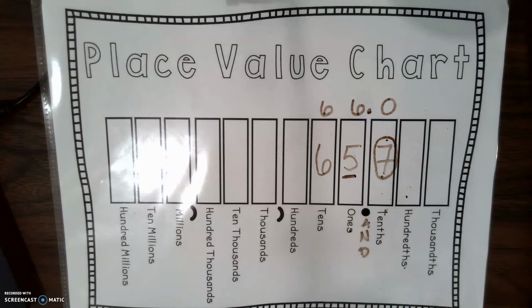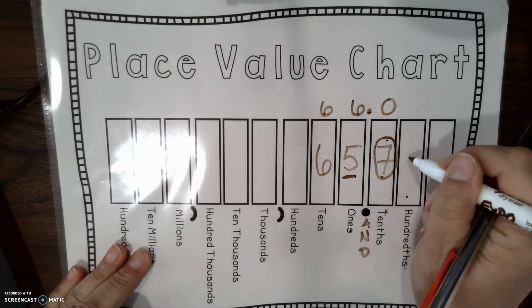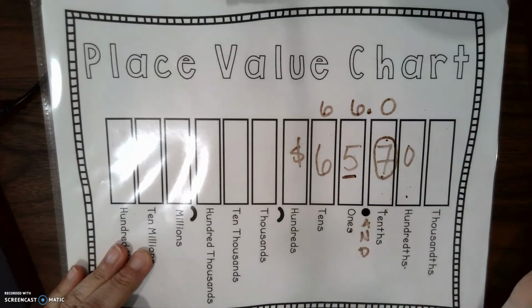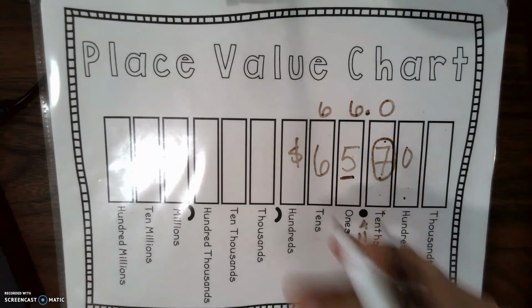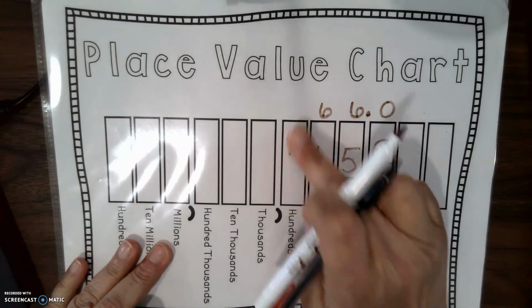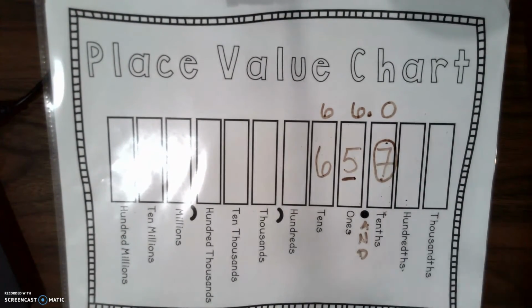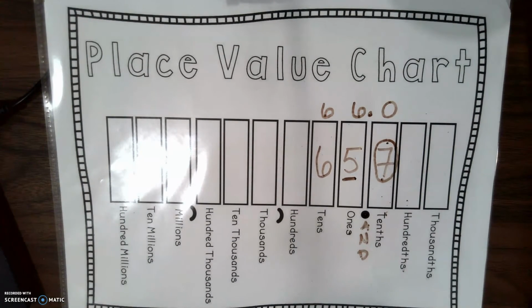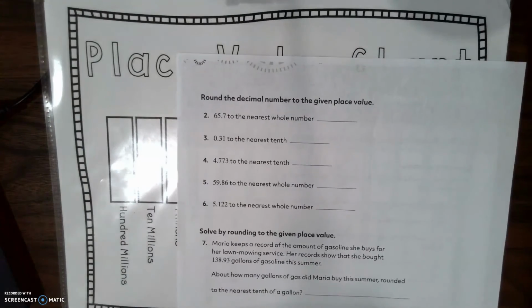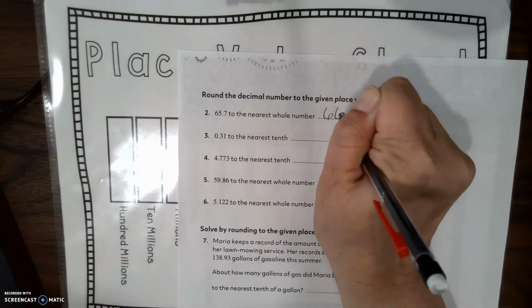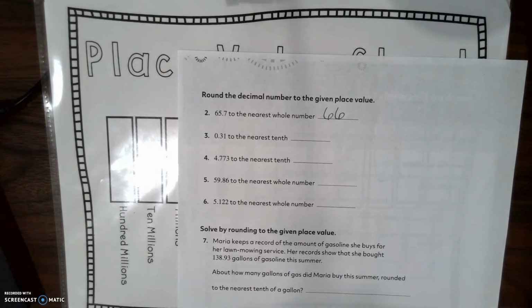Again, if we were talking about money, this would be $65.75, right? So you would say, it's about 66 bucks, right? So remember, decimals are like money. So that would be about 66 bucks. We would round up to the nearest whole number. So we're going to say on number 2, 66. Okay?